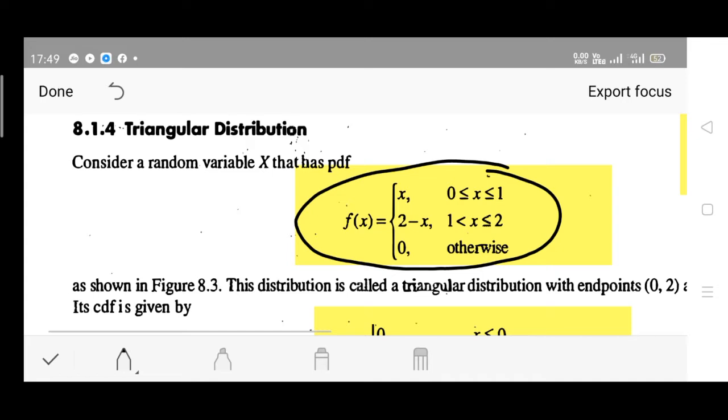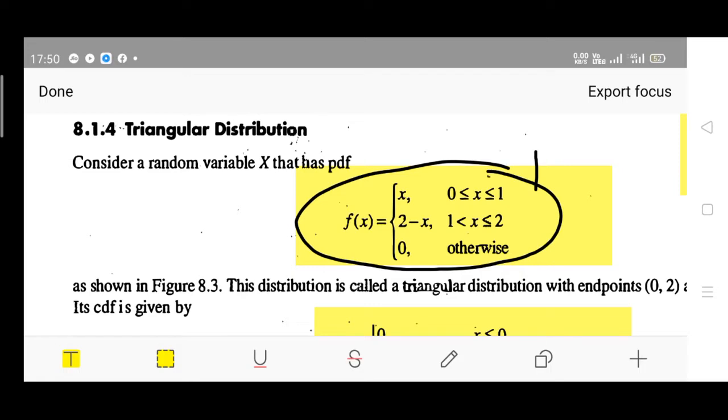If x is between 1 and 2, then 2 minus x is the probability density function value. In the normal case it is x, between 0 and 1, and otherwise, if it is a negative value less than 0, we mark f of x as 0 itself.